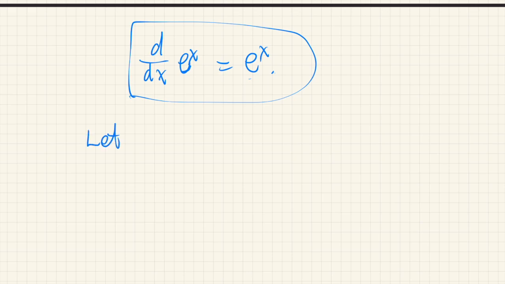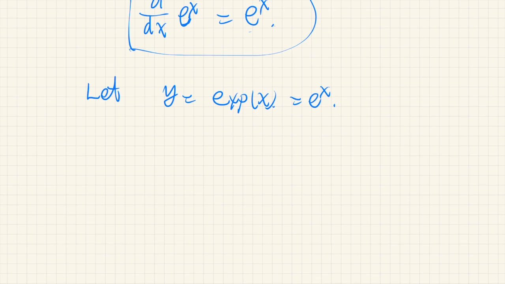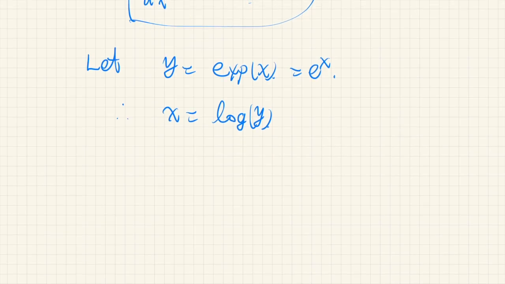Okay, let y equal exponential of x. So this is, of course, e to the power of x. Then the logarithmic function is its inverse. So we have x is equal to log of y. So if you differentiate both sides with respect to x, we have 1 on the left-hand side. And by the definition of this, it's not 0, it's from 1. It's an integral from 1 to x, 1 over t dt.